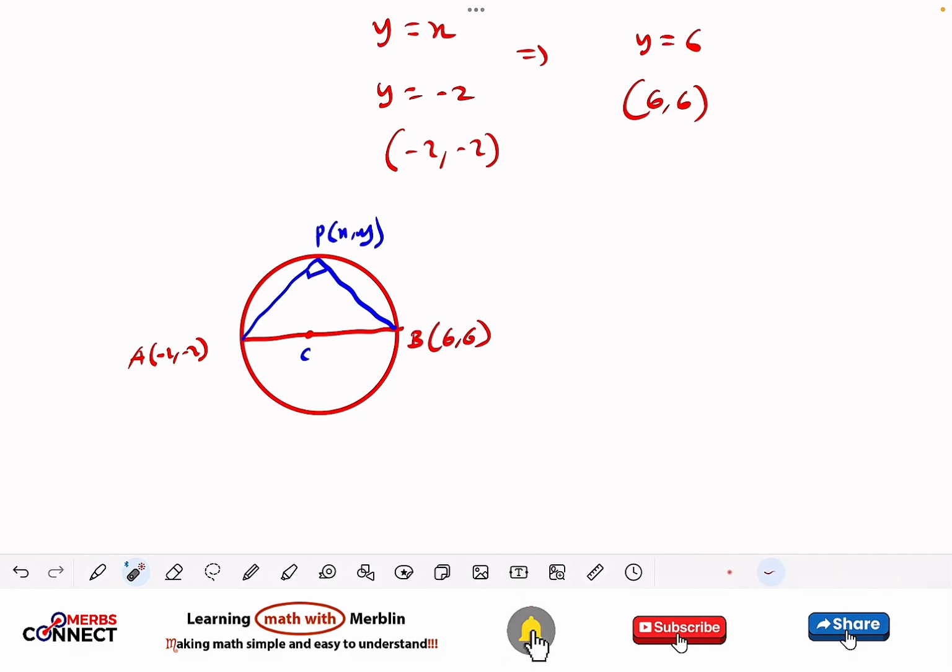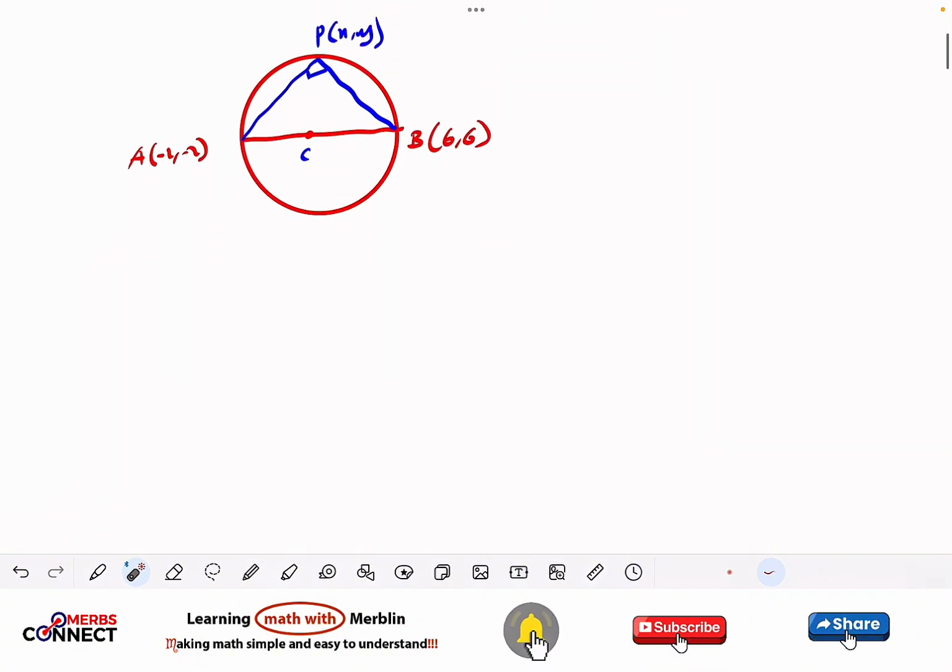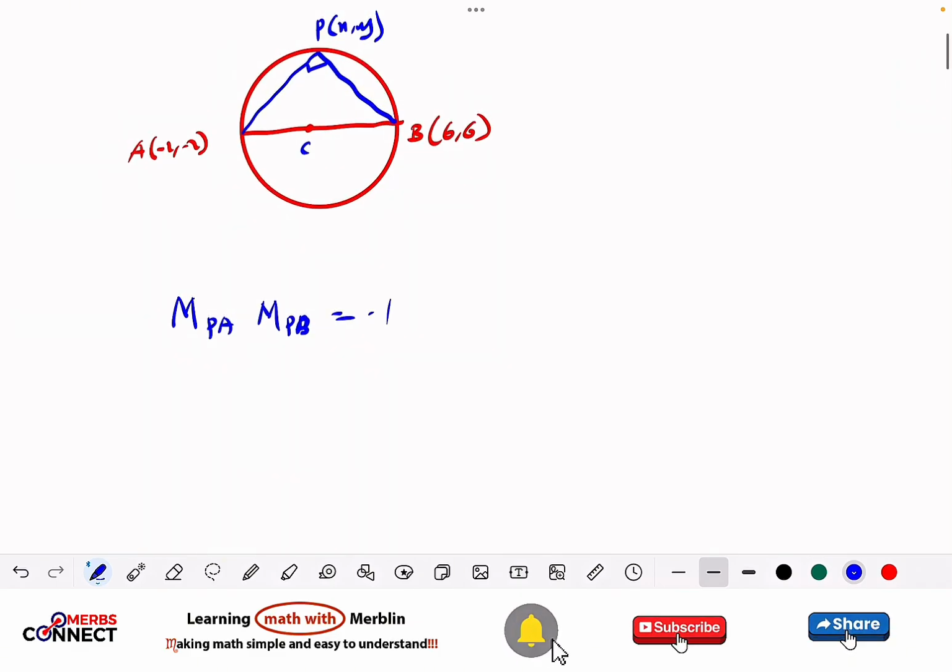I'm going to use the idea that since this one is forming 90 degrees, the gradient of this times the gradient of this is equal to minus 1. So that's what I'm going to use. Here, the gradient of PA times the gradient of PB should be equal to minus 1, using the perpendicular property. So this now is going to give us, let's find the gradient of this. We know that gradient is equal to change in y over change in x.